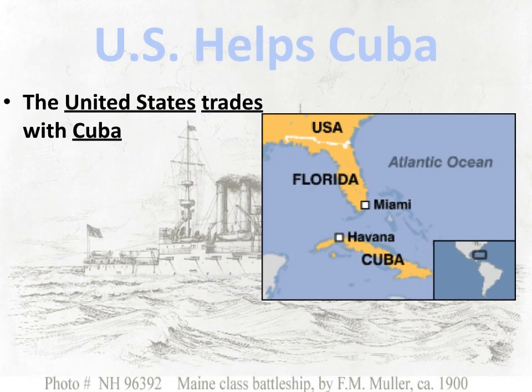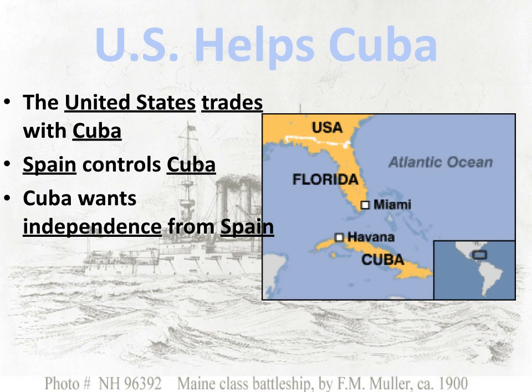So, this is the beginning. The U.S. wants to help Cuba. Now, I just said that Cuba was owned by Spain. So, the U.S. is going to trade with Cuba. They're going to have men who are going to have farms in Cuba that are raising sugarcane. So, they want to help them. But the problem with that is Spain is in control of Cuba.